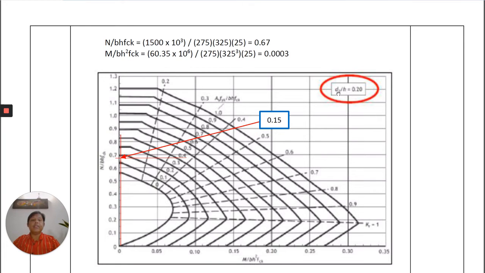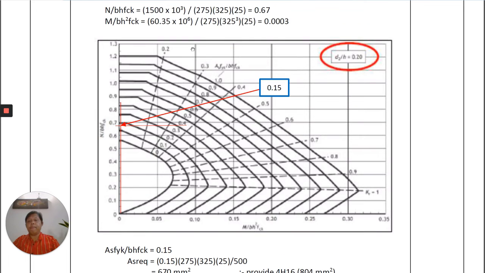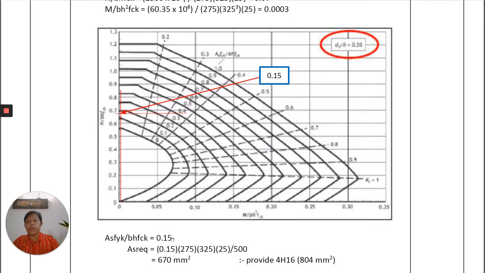Then I use the table. d2 over h is 0.20, bigger than 0.151. So if you get, for example, 0.14, you may use 0.14. So if you get 0.12, you may use 0.15. Okay? So I got an intersection between these two values, M over b h squared fck and N over b h fck. The intersection is between this line 0.1 and 0.2 in your design chart. So I assume it is at the center here. Okay, at center, and then we get As fyk over b h fck is equal to 0.15.